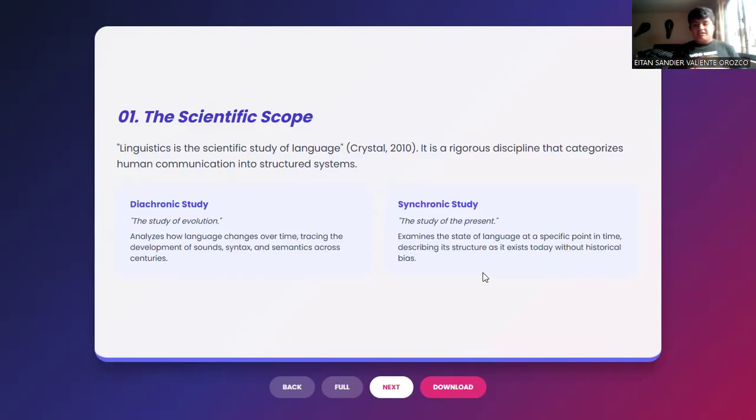And the synchronic study, what? The study of the present, only today, not future or past, the present. The state of language at a specific point in time, describing the structure as it exists today without historical bias. Please don't be distracted, because history and historical are not the same, because we are describing the structure to see if this could be in that day.